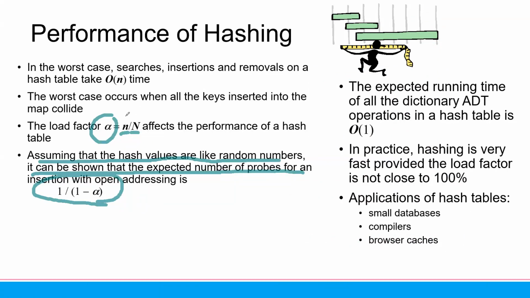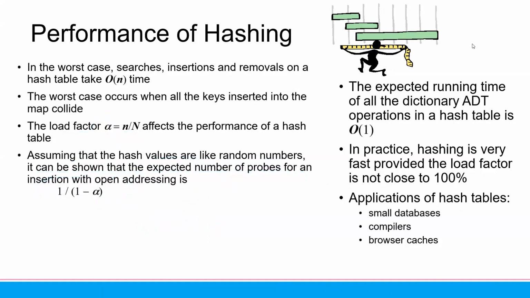Let's say n is 25 and big N is 13. Then we can have this as alpha. So alpha is greater than 1. If alpha is greater than 1, then 1 minus something bigger than 1 will be higher than 1. So we call that the load factor for the hash.